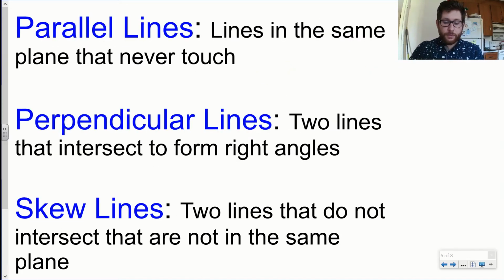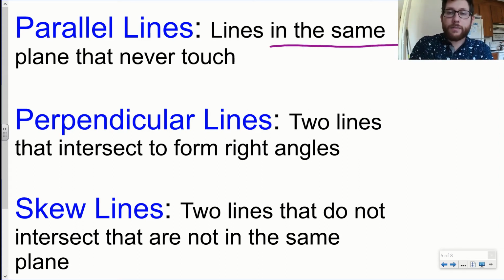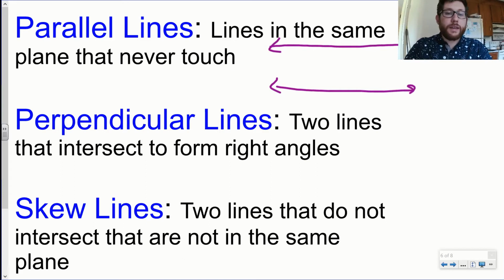Now, there's a few other things we need to talk about. What happens when we start combining lines with planes? Parallel lines mean that the lines are on the same plane, but they never touch. And parallel lines are exactly what we think they are. Like, there are lines that look something like this, where I've got lines on the same plane, whereas perpendicular lines make right angles.